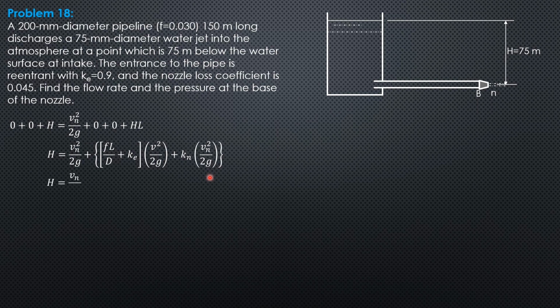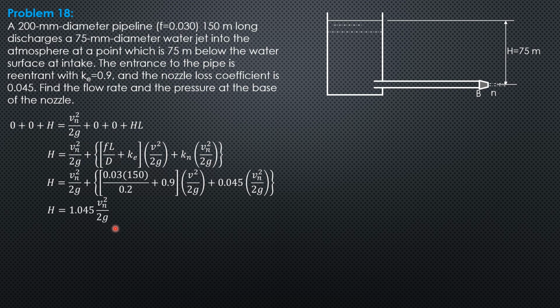So substituting: V sub n square over 2G plus 0.03 times 150, length of pipe, over diameter 0.2 plus 0.9 at entrance of the velocity head, plus 0.045 of velocity head in the nozzle. So we can combine the velocity head in the nozzle: 1.045 velocity head of the jet, then this is 23.4 of the velocity head in the pipe. Now for the relationship between V sub n and V, we use the continuity equation. Diameter of the pipe square times V equals diameter of the nozzle tip or jet square times Vn. So V is equal to 9 over 64 of Vn.